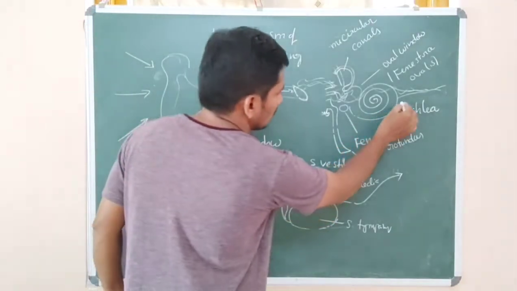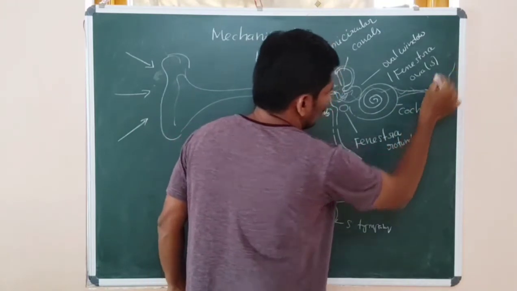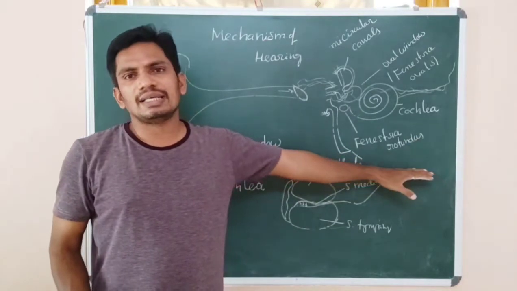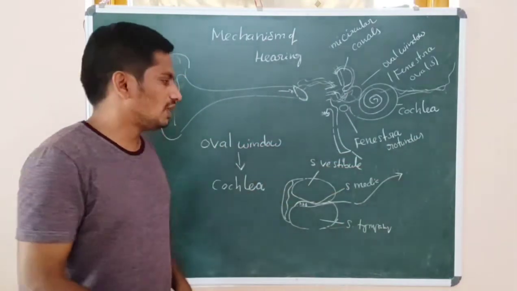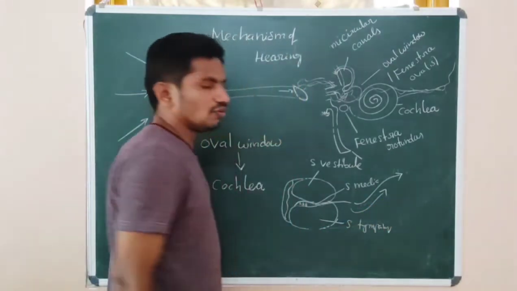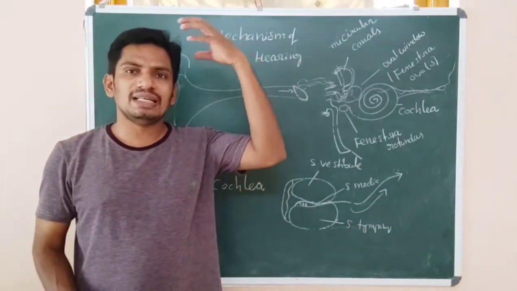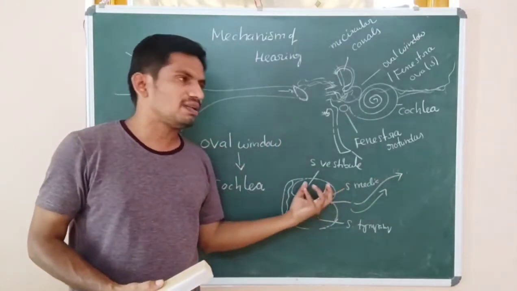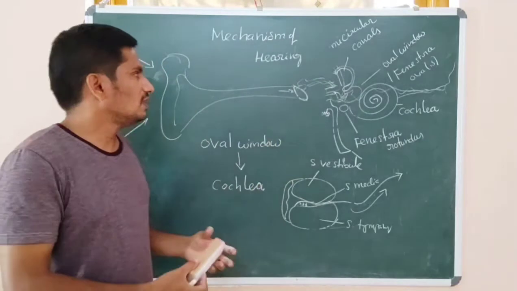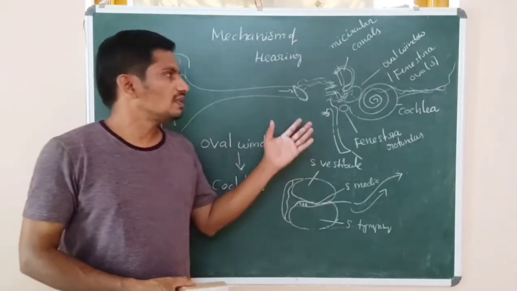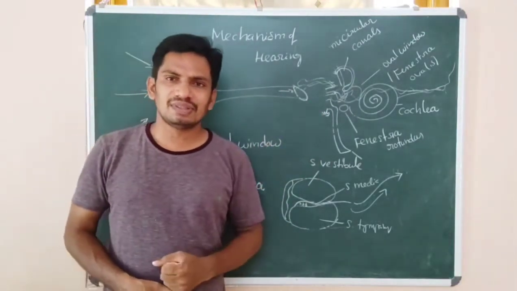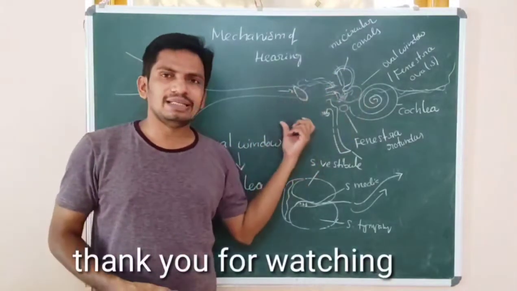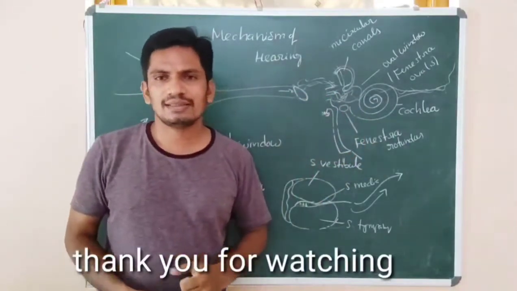In this way, the vestibulocochlear nerve conveys the information to the auditory area of the brain through afferent neurons, and then it is analyzed which sound we are hearing. Due to that, we can respond. This is the complete structure and mechanism of the ear, and the parts in the external, middle and internal ear. Thank you.